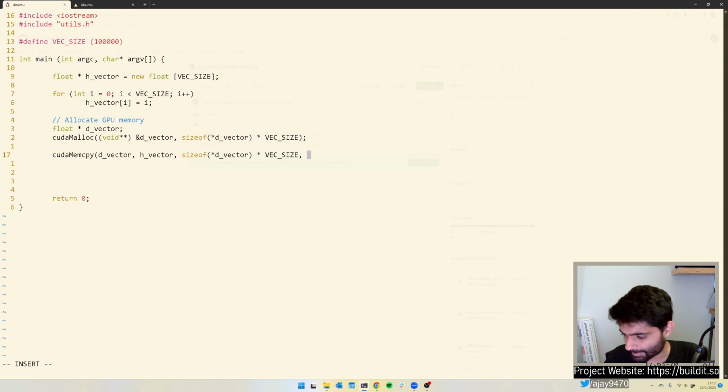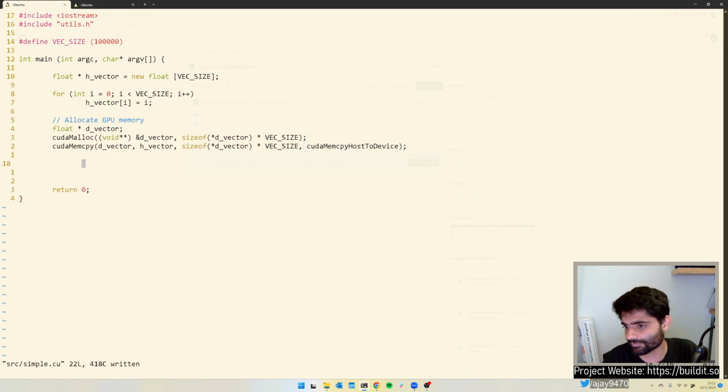And then it takes another parameter, which is the direction of the copy. Are you copying from the host to the device or device to the host? There are better functions for it, but I just got used to it, so I use this. So I'm going to say CUDA memcopy host to device. This tells it that I'm copying from the host to device. Now the array is in the GPU memory.